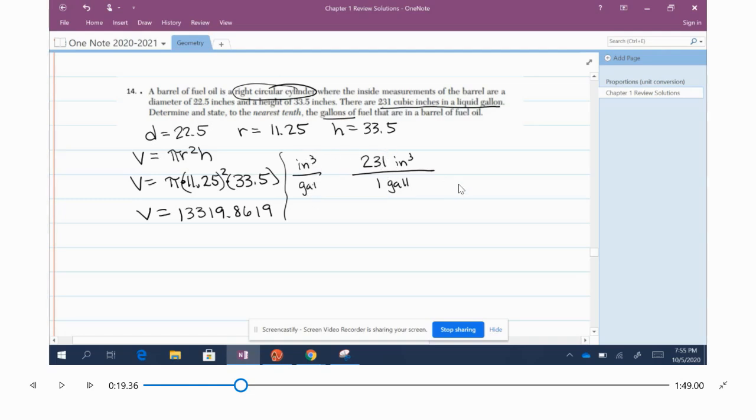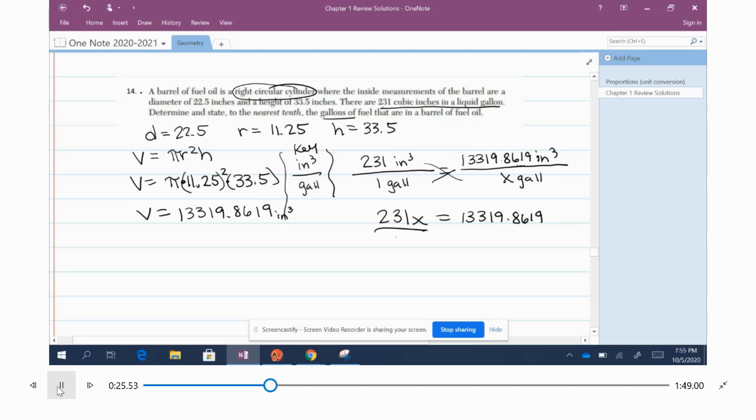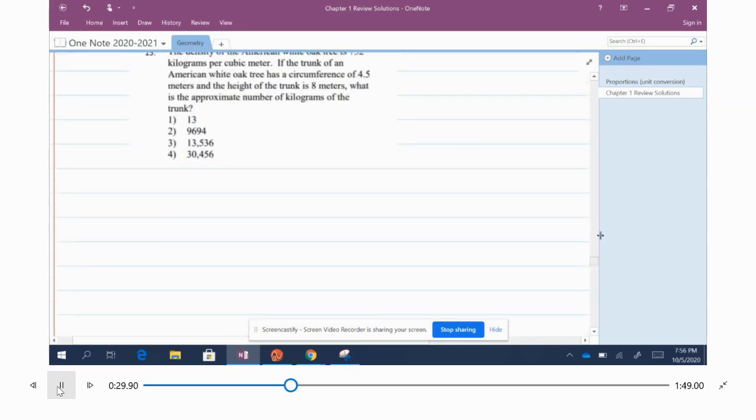So the conversion's there, and I'm going to set up a proportion, and then that's going to go up top where the inches cubed are. Then we're going to be able to solve for the gallons. So there goes that one. Divide by 231, and we get 57.7.